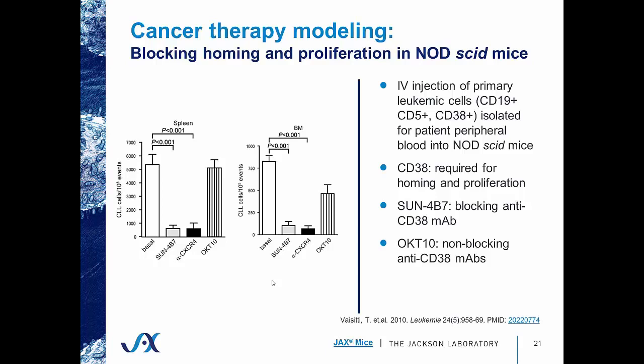CD38 is required for the homing and proliferation of this particular leukemia. In these experiments, the investigators took their therapeutic antibody, which they call SUN4B7, which blocks CD38, and their negative control, which is a non-blocking anti-CD38 monoclonal antibody, which they call OKT10. And they measure homing and proliferation both in the spleen and the bone marrow. And what we can see is that in both organs, blocking CD38 antibody was able to inhibit proliferation and homing in both of these organs.